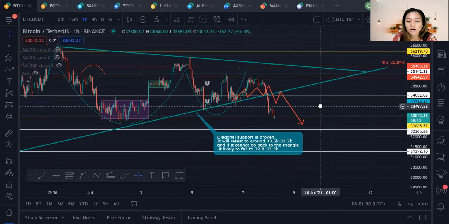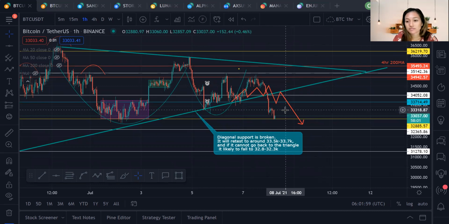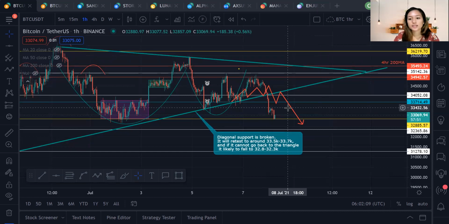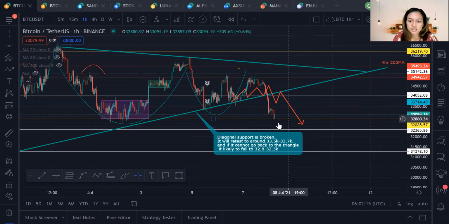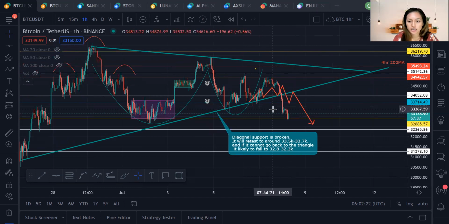So now we can see that it can retest around the 33.5 or 33.7 level. Okay, it can retest that level and then continue moving to the downside. Our targets to the downside will be around 32,300 or 32,800. Right now it is bouncing back into some sort of consolidation right here.